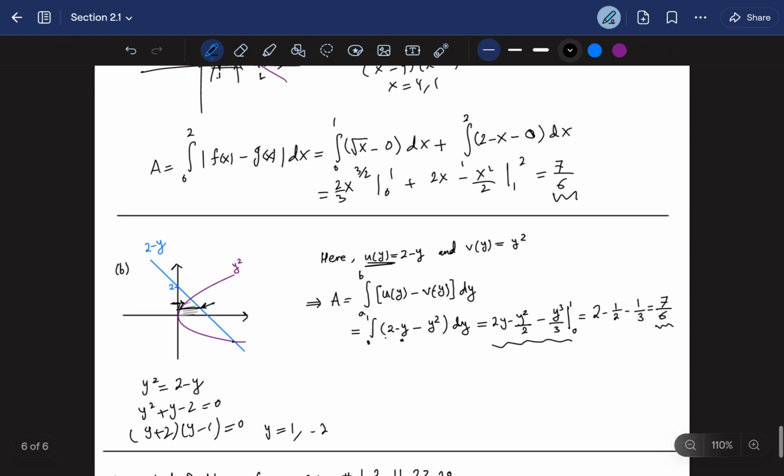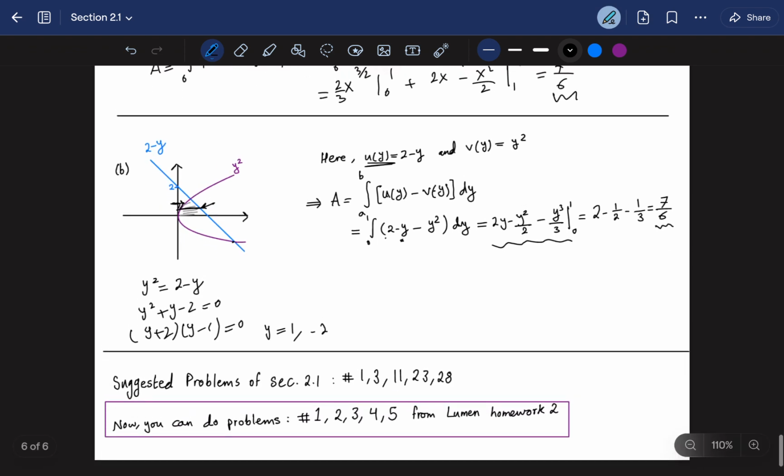So yeah, just keep in mind, if I'm integrating in terms of x, the area is always upper minus lower. If I'm integrating in terms of y, it's always right minus left, and you take the starting point and the end point of the region that you have, and these would be your bounds. Okay, so that's it for section 2.1.